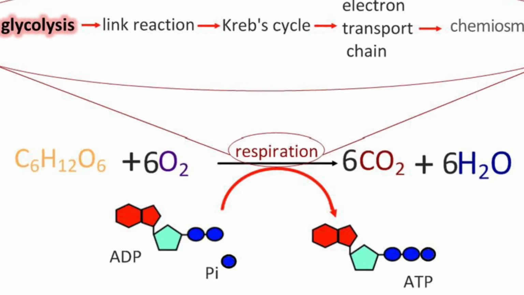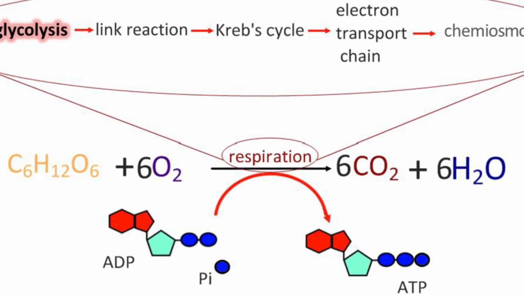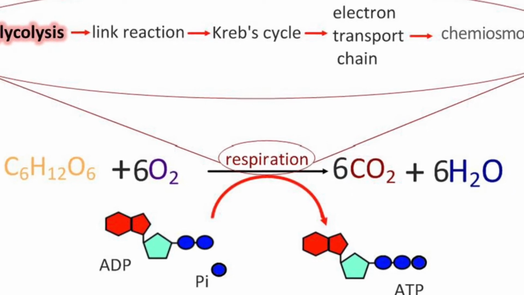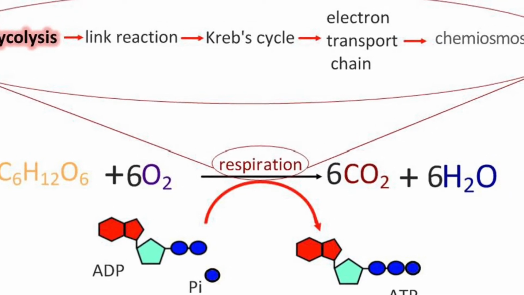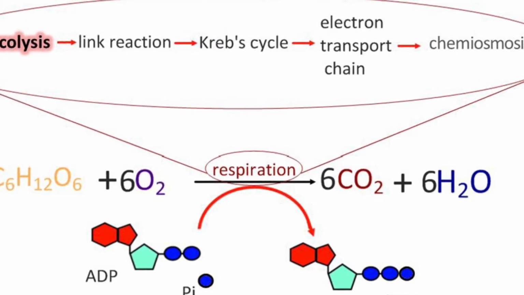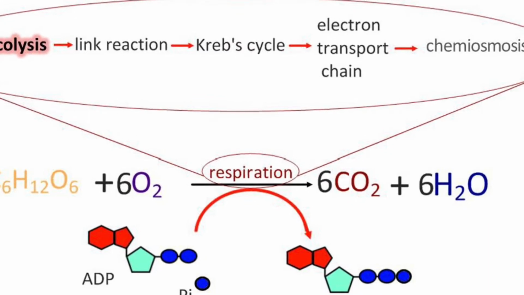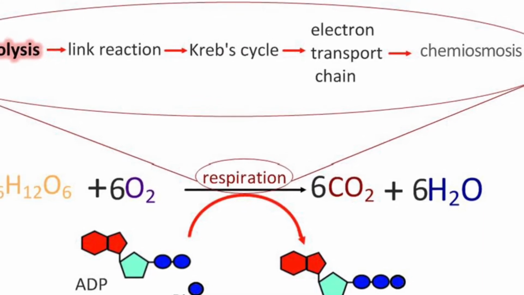Before I talk about cell respiration, it consists of several different interlinked metabolic pathways, and they are glycolysis, link reaction, Krebs cycle, electron transport chain, and chemiosmosis.